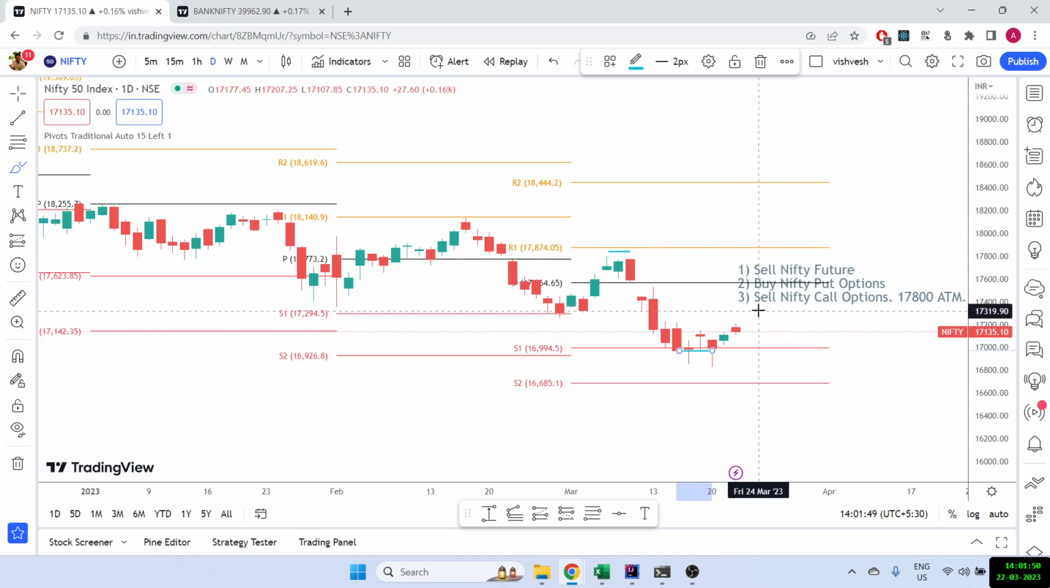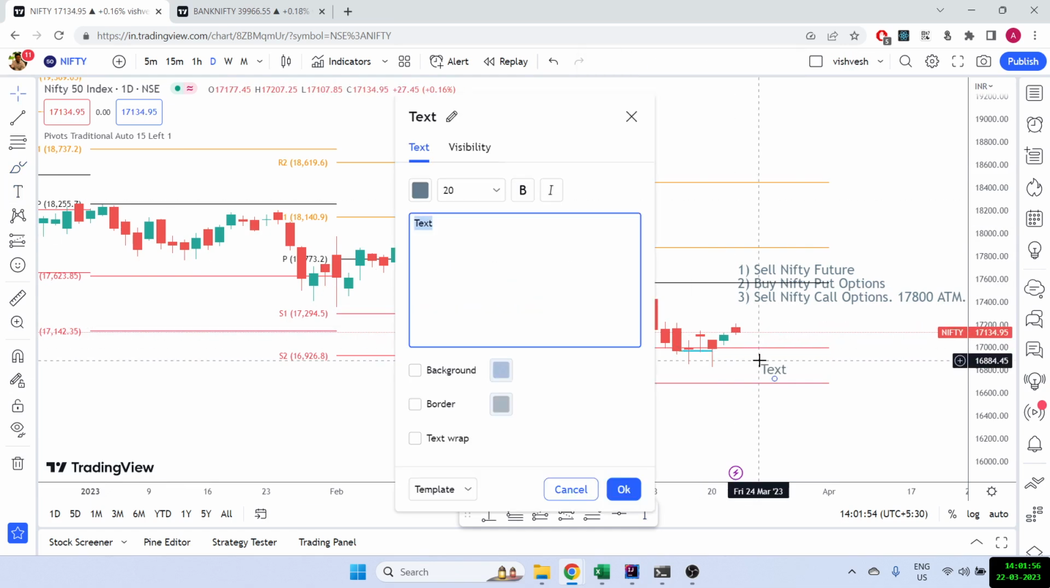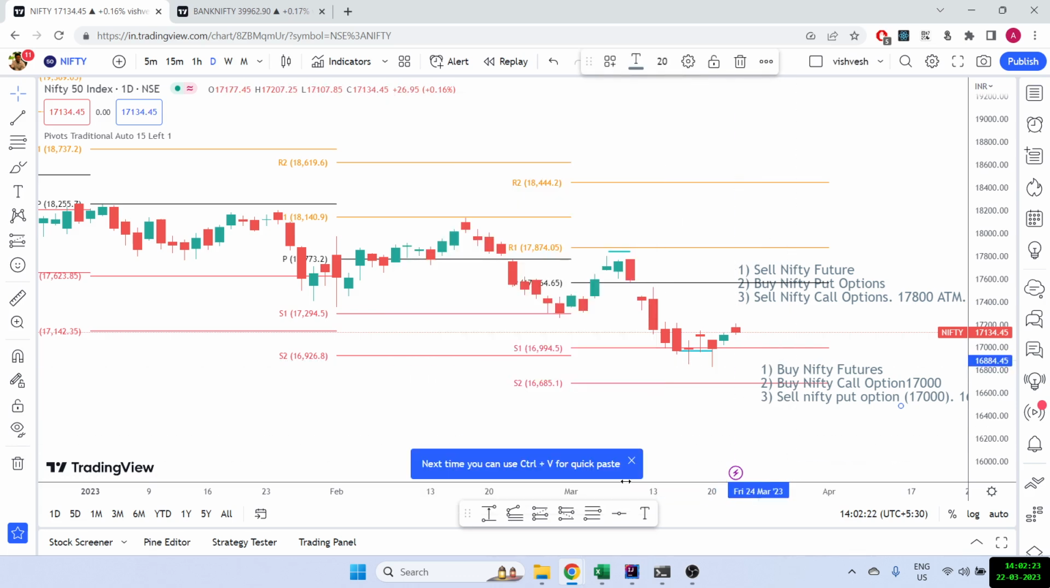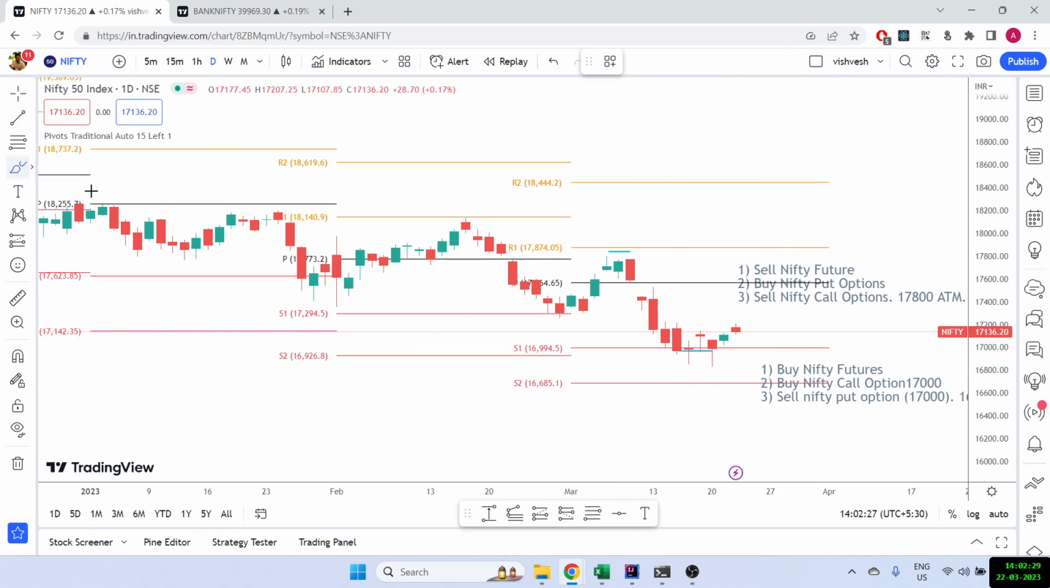So we can exit in profit, and then we can do the opposite. Now again we have three options. Either we can buy Nifty futures or we can buy a Nifty call option. Again we can do at the money call option, which is around 17,000, or we can sell a Nifty put option, which is around 17,000. But at the same time, I will buy a little cheaper put option, maybe 16,800 put option, to hedge my trade. So this is the strategy that I will be trading. And again, as I said, it's a positional strategy. Let's take some examples on previous months.